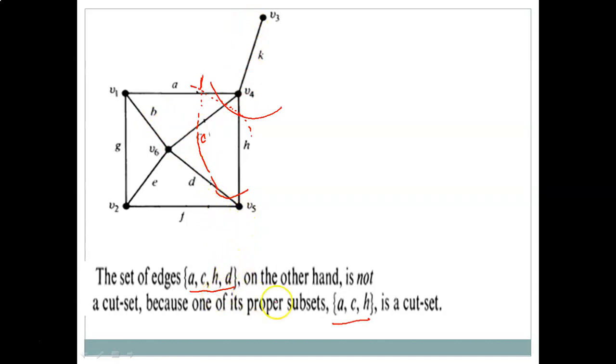But observe one thing, that this ACH is a subset of this. Therefore, we cannot consider this as a cut set. However, removal of the edges A, C, H and D is leaving this graph disconnected. But incidentally, any subset A, C, H of the same set is also leaving the graph disconnected. So you cannot consider this as a cut set, but A, C, H will be the cut set in that situation. So I think all aspects of the definition of a cut set are clear to everyone.